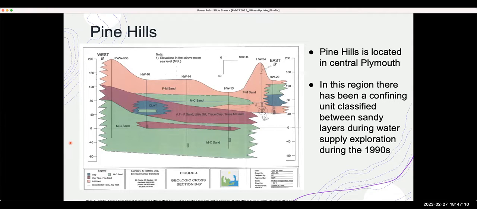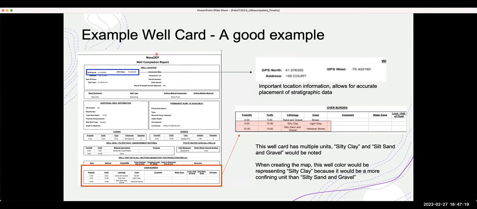So yeah, Hampton, we've looked at those records. As Rachel was communicating, these well cards she was referring to are drillers, what they're drillers logs.